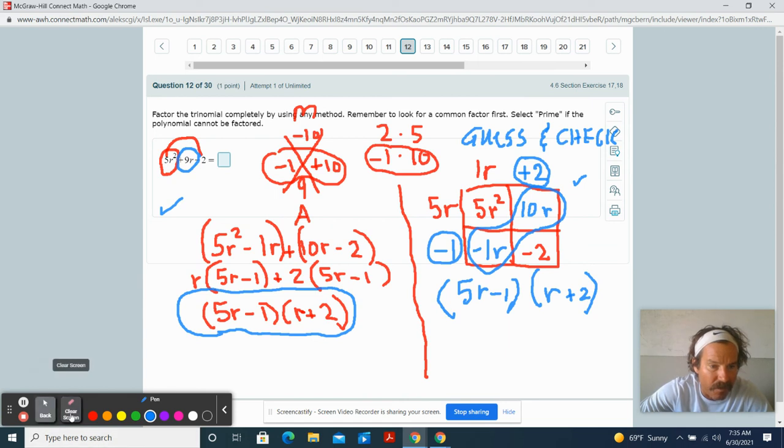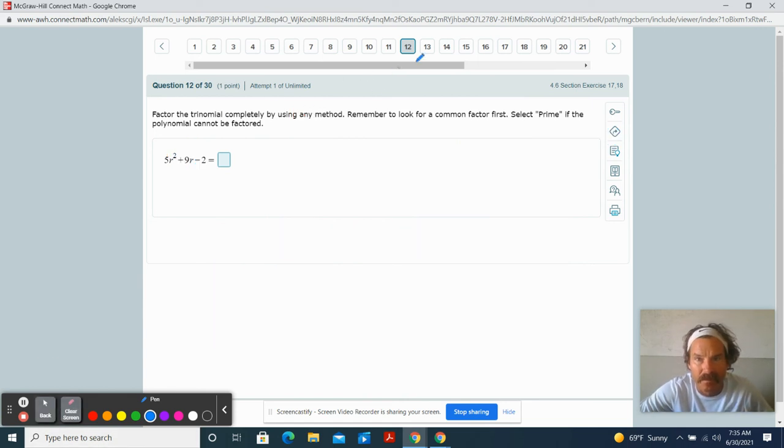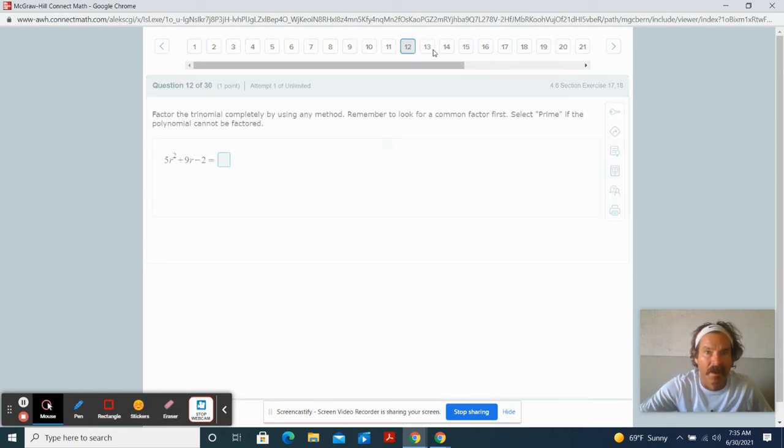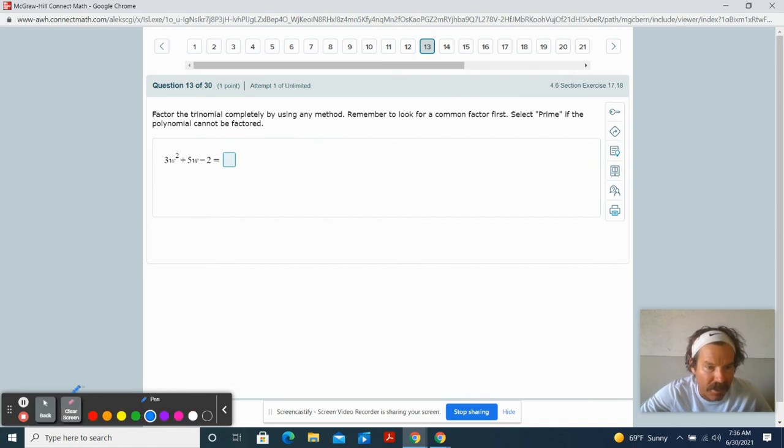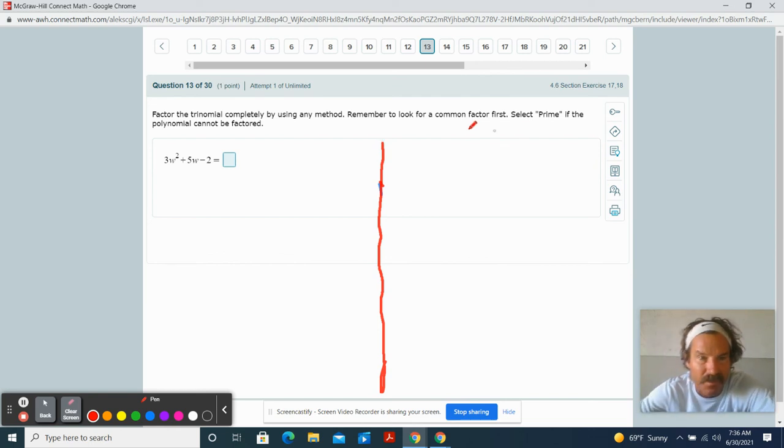Let's look at another problem. 3w squared plus 5w minus 2. Again, let me do this two ways. You don't have to do it both ways, but I would suggest maybe doing it both ways, and then you can choose which way you like and use that method. But it's always good to have two methods just in case you get confused, and you can fall back on the other one.